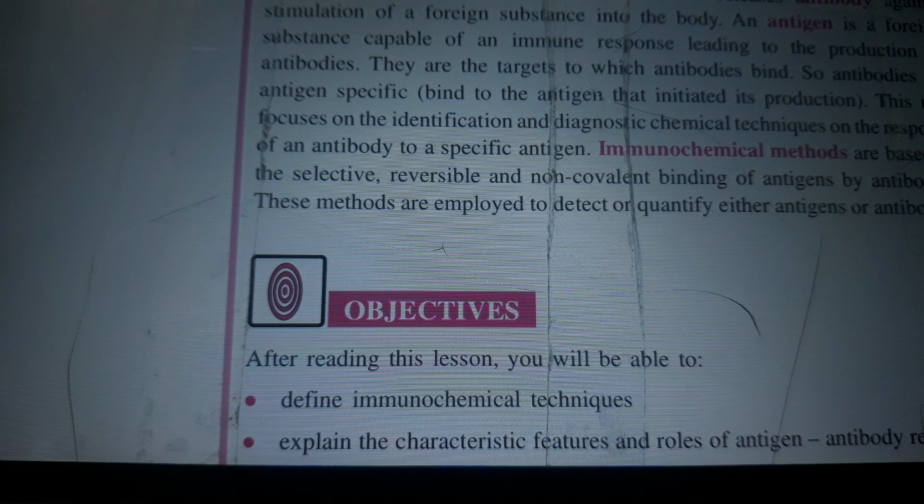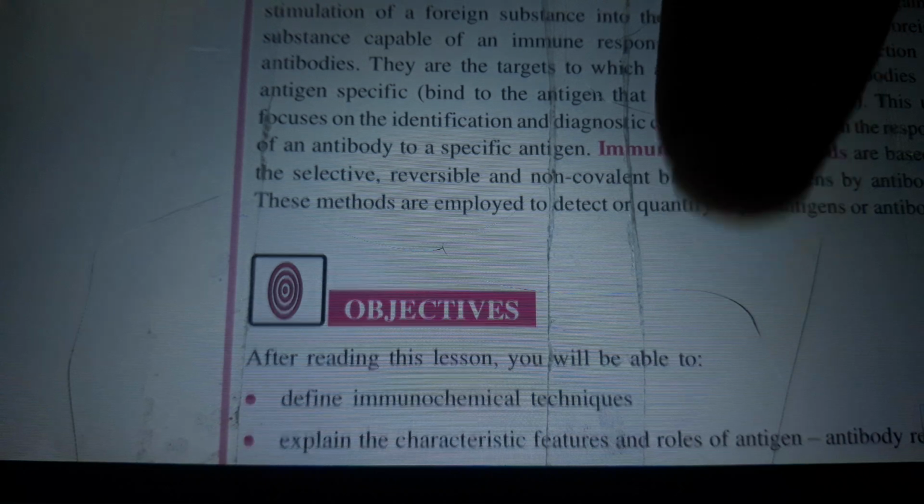Okay, they are the targets to which antibodies bind. So antibodies are antigen specific, and bind to the antigen that initiated their production. This unit focuses on the identification and diagnostic chemical techniques based on the response of an antibody to a specific antigen. Immunochemical methods are based on selective, reversible, and non-covalent binding of antigens by antibodies. These methods are employed to detect or quantify either antigens or antibodies.